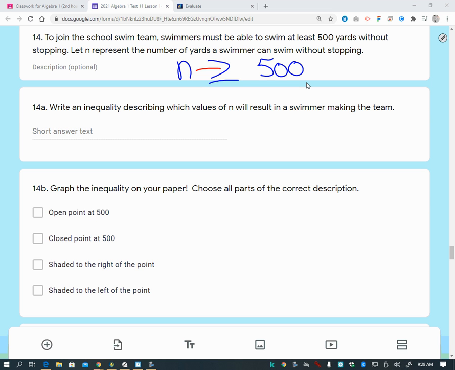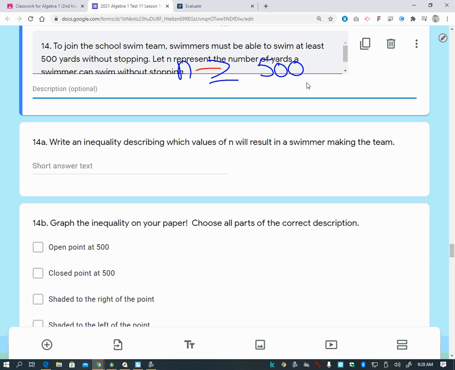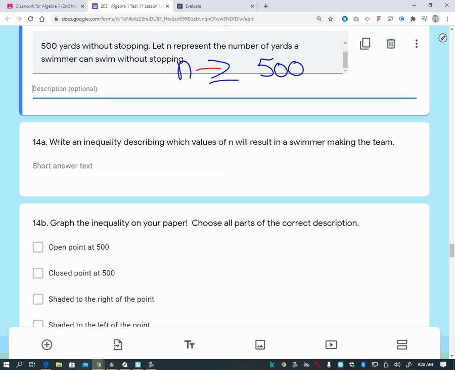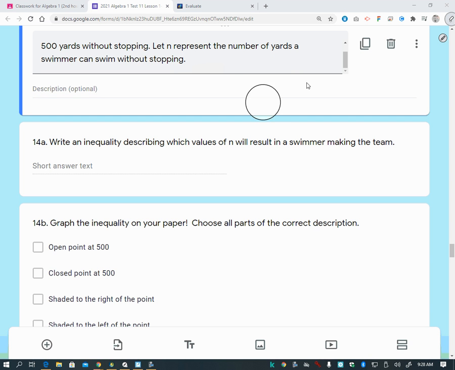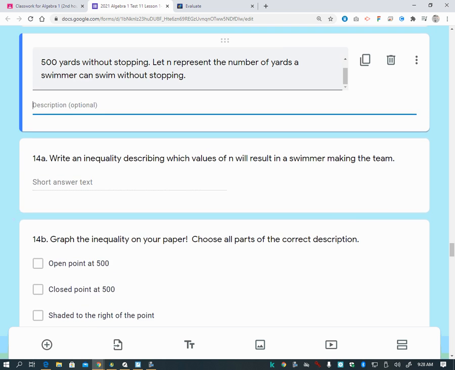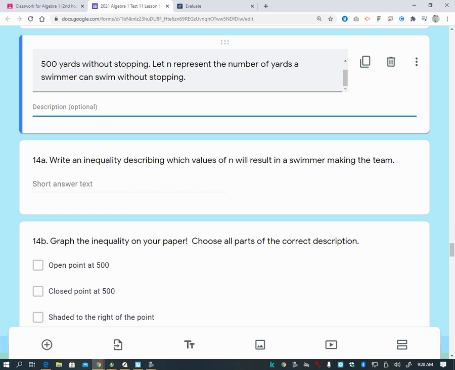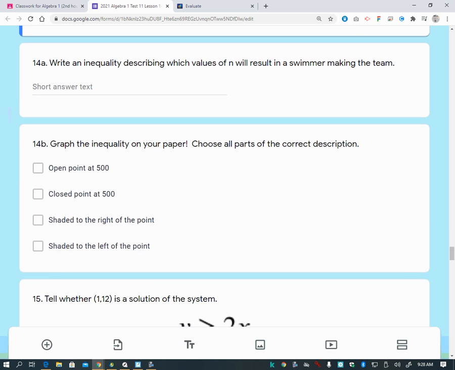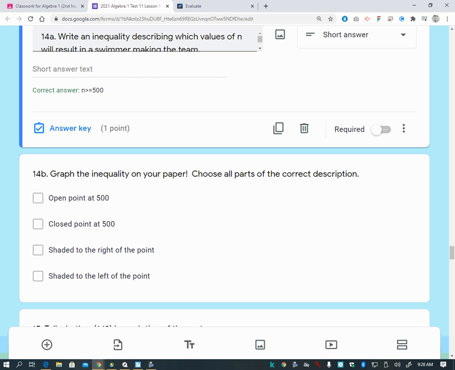All right, so let's see what we're supposed to have here. N is greater than or equal to 500. All right, 14a, write an inequality describing which values of n will result in a swimmer making the team, which really seems like the same thing. I think this is just a description. I think this is the answer. Yeah. N greater than or equal to 500.